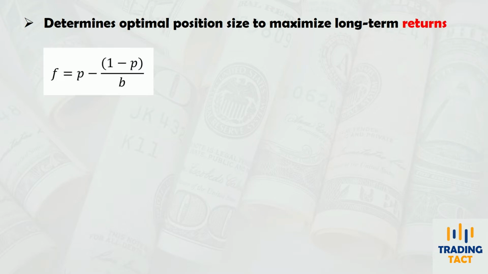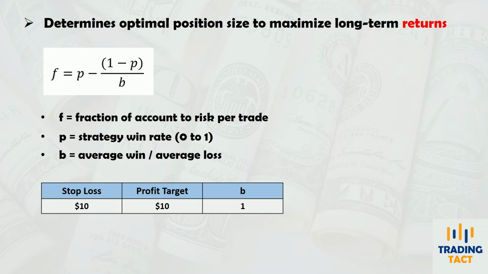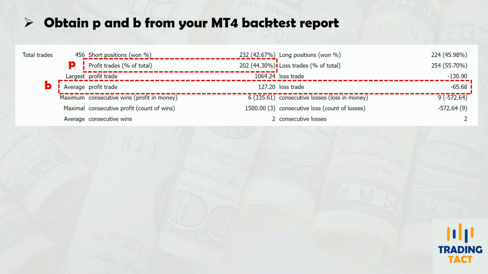Here's how it's calculated. F is the fraction of your account to risk per trade. P is your strategy's win rate and varies from 0 to 1. B is the average win divided by the average loss. For example, if your strategy contains a $10 stop loss and a $10 profit target, B will be 1. If you raise your profit target to $20 without moving your stop loss, B will be 2. The values of P and B can be obtained from your MT4 backtest report.